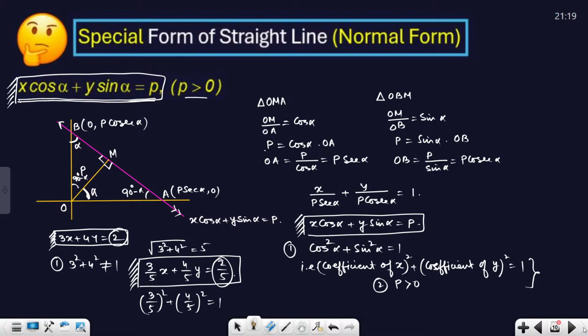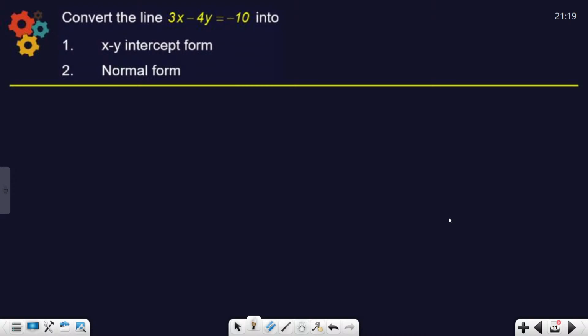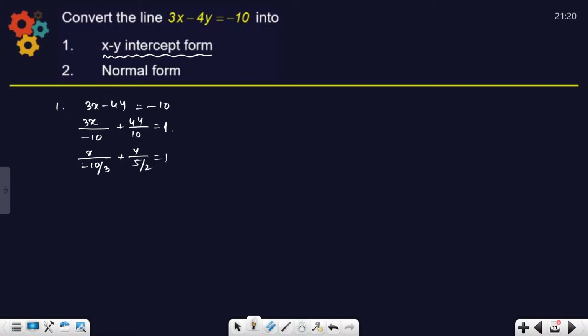Okay, now let us take this question. We have been given 3x minus 4y equals to minus 10. It has been said to write it down in xy intercept form. This is pretty simple. What I will do is simply divide it by minus 10. Right, so this is your intercept form.